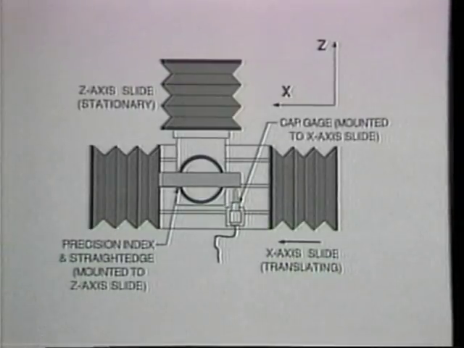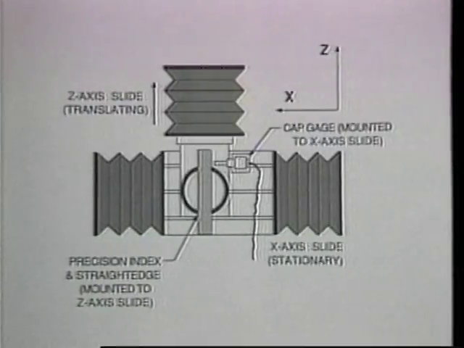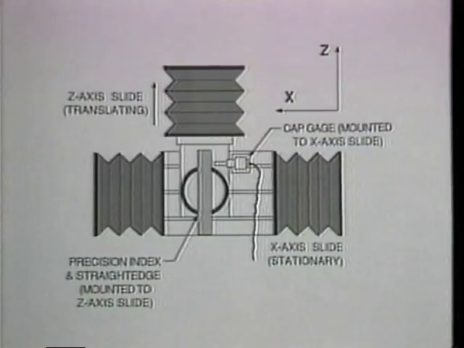A single straightness of motion trace is taken for the x-axis as the cap gauge and the x-axis slide are moved past the straight edge mounted to the stationary z-axis slide. A precision index is used to rotate the reference straight edge precisely 90 degrees to facilitate the z-axis straightness of motion measurement. A single z-axis straightness of motion trace is taken as the straight edge and the z-axis slide are moved past the cap gauge mounted to the stationary x-axis slide.